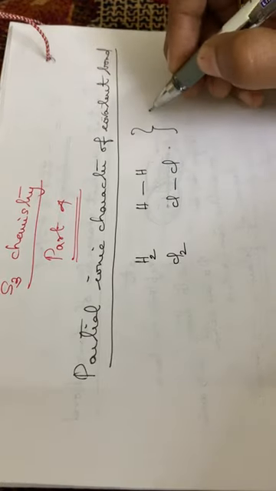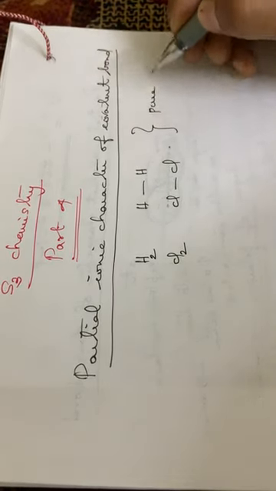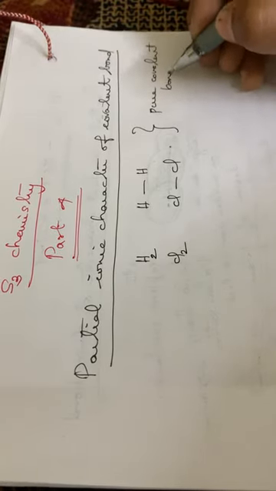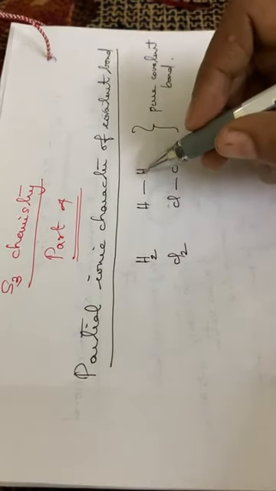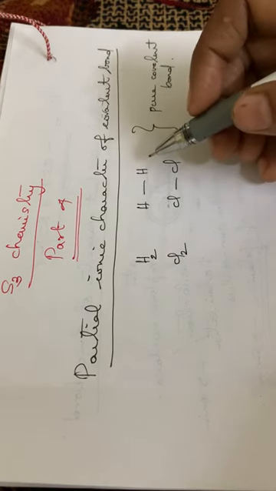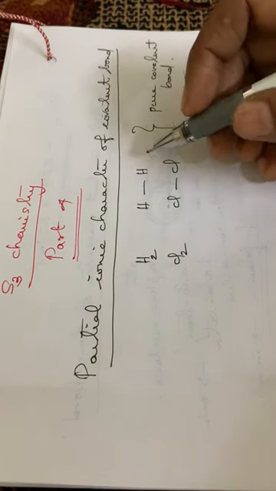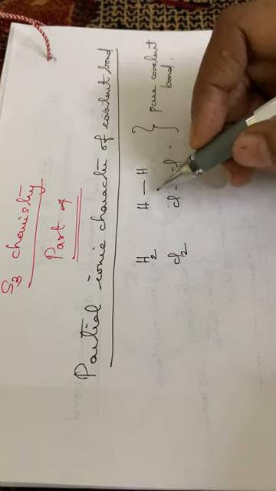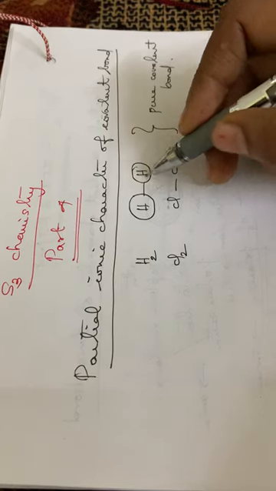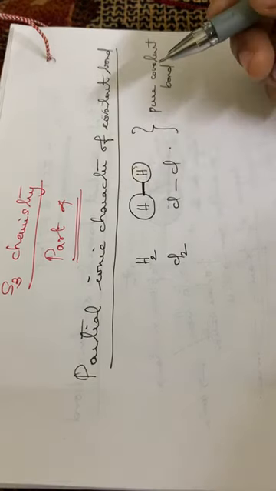These molecules are having pure covalent bonds, isn't it? That means the electrons are shared equally between these two atoms. That is, there is no difference in the electronegativities. No electronegativity difference is there between the two atoms. That means two similar atoms are joined together with the help of a covalent bond.